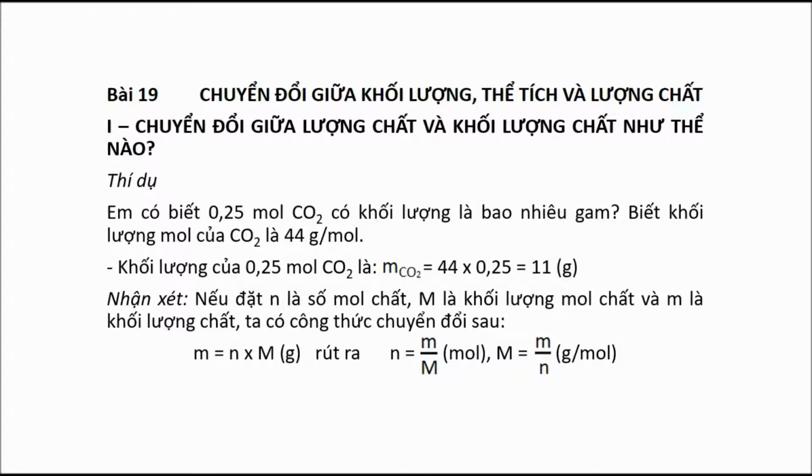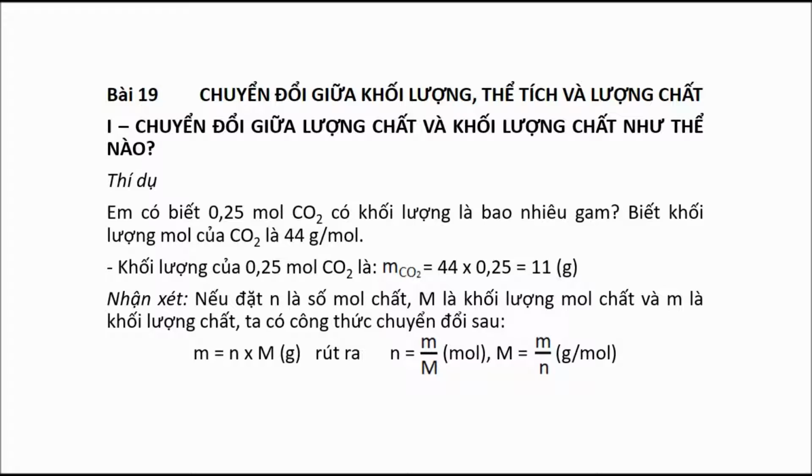Example, do you know what the mass of 0.25 mole of CO2 is, given that the molar mass of CO2 is 44 grams per mole? The mass of 0.25 mole of CO2 is m CO2 equals 44 multiplied by 0.25 equals 11 grams.